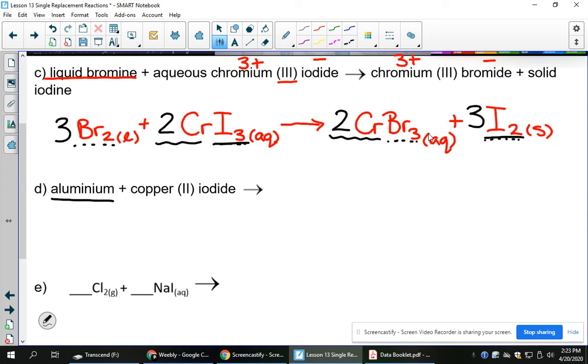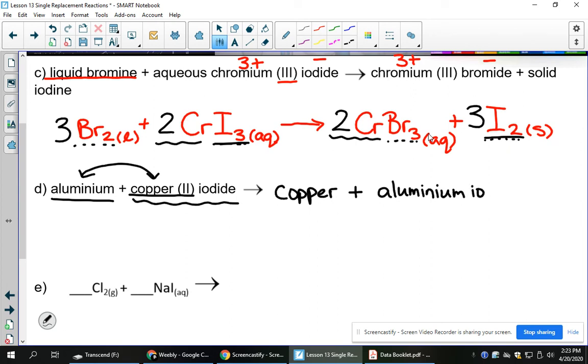Aluminum's on the left, it's a metal, so it's going to switch in copper iodide with the other metal. So of copper and iodide, which one's a metal? Copper. So what's going to happen in single replacement is aluminum and copper swap places. That means we're going to get copper plus aluminum iodide. Okay, look at that again. Basically, all that's happened here is aluminum and copper have been picked up and switched and put in different places.